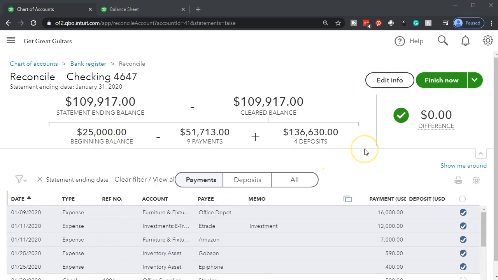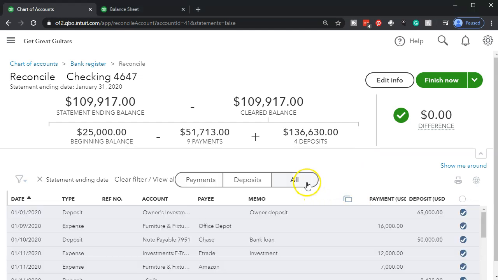Okay, so now it's ready to reconcile. We'll actually go through the reconciliation process next time. I'm going to reconcile it next time, and then we'll analyze the actual report. Note that this is actually just the reconciliation worksheet. This isn't the actual reconciliation report.